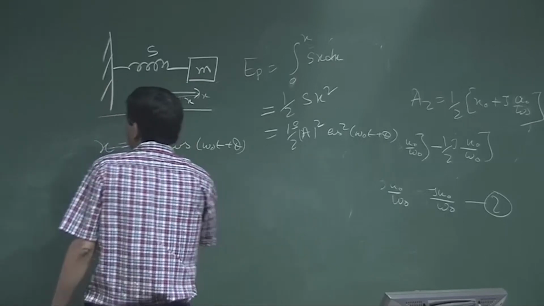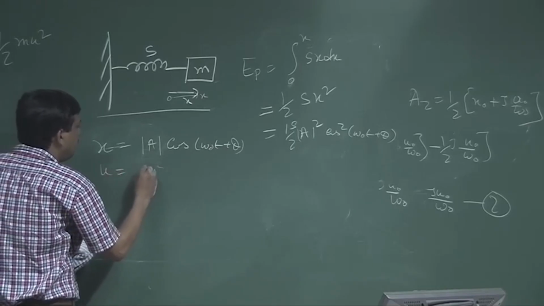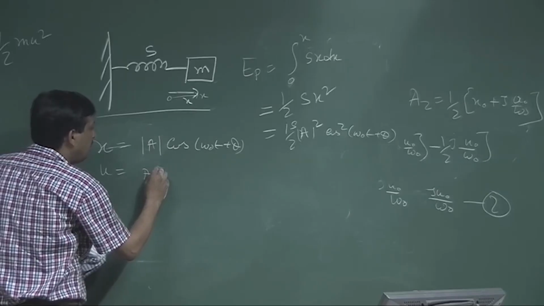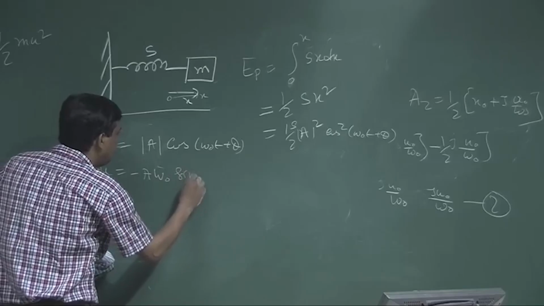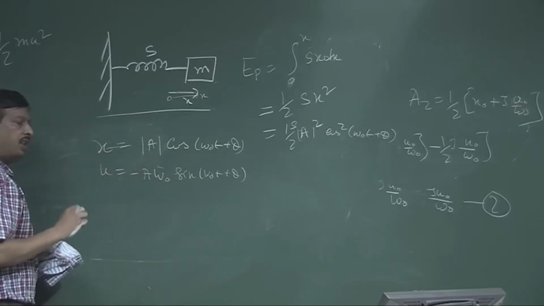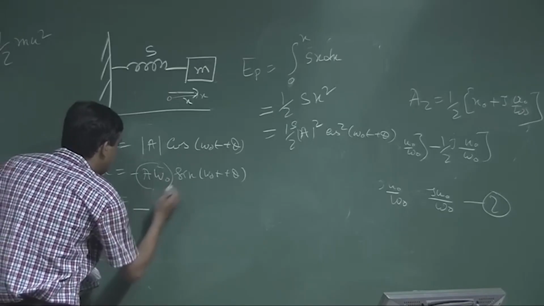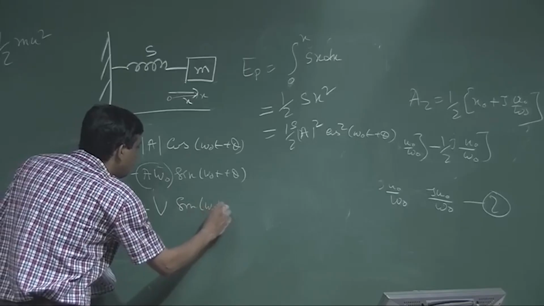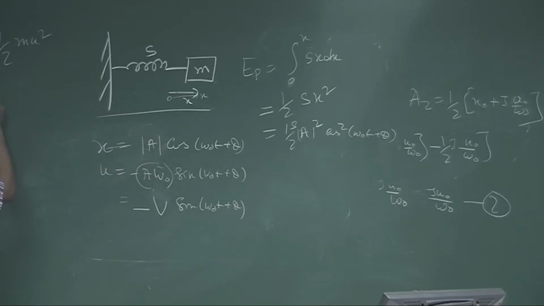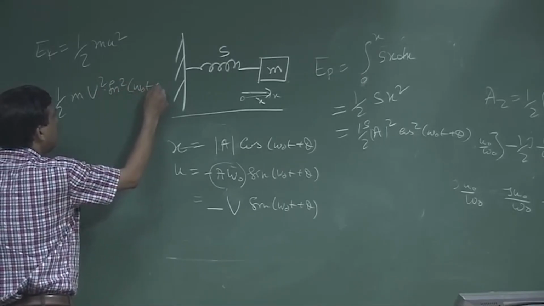Now, what is the kinetic energy? Kinetic energy EK is half m u square. If it is x, what is u? u is minus omega 0 A sin(omega 0 t plus phi). Let this portion, omega 0 A, be capital U. So, I can write u as minus capital U sin(omega 0 t plus phi). So the kinetic energy is half m U square sin square(omega 0 t plus phi).